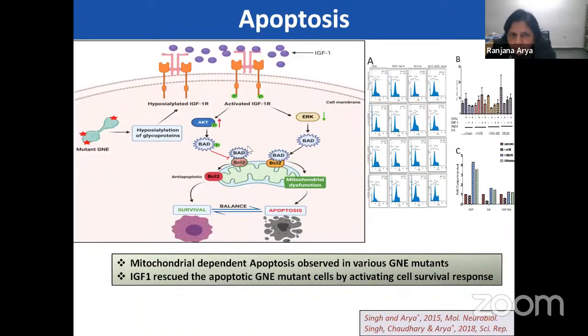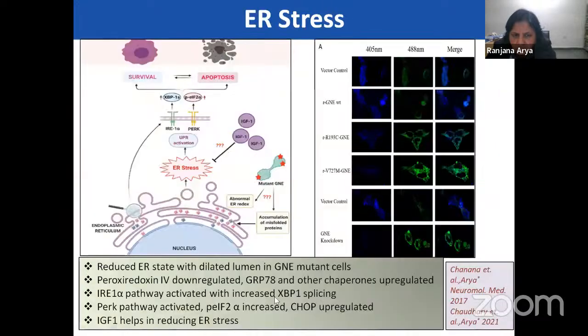Similarly, we then looked at the apoptosis phenomenon, where we saw that the IGF-1R is hypocellular, but when you add IGF-1, then the apoptotic cell could shift the balance toward survival. So the whole AKT pathway, BAD pathway was shown to be affected in the GNE deficient cell line. But when we provided IGF-1, the balance shifted towards cell survival and the cells were surviving in a better way. So IGF-1 rescued the apoptotic GNE mutant cells, and the ER function that was affected due to the upregulation of chaperones could also be overcome by treating with IGF-1.